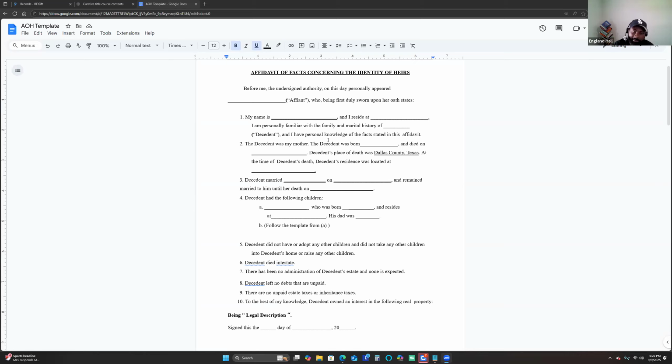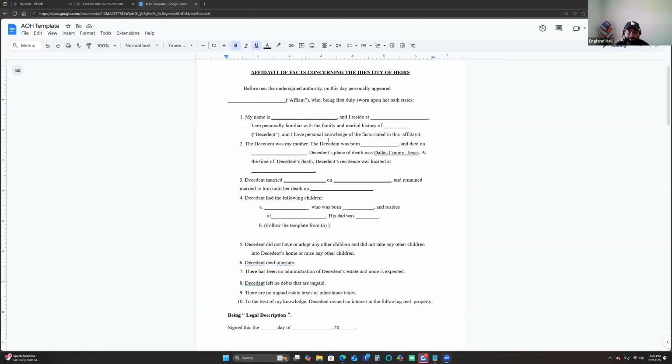My name is blank, and I reside at whatever address, 123 Main Street. I am personally familiar with the family and marital history of whoever passed away. The affiant is usually one of the heirs, so I pick the heir that is going to be the most helpful, that doesn't mind moving around, doesn't mind gathering things. That's the person I want to be the affiant. So, the decedent was my mother. The decedent was born January 10th and died on February 10th, 1987. Place of death, Dallas County.